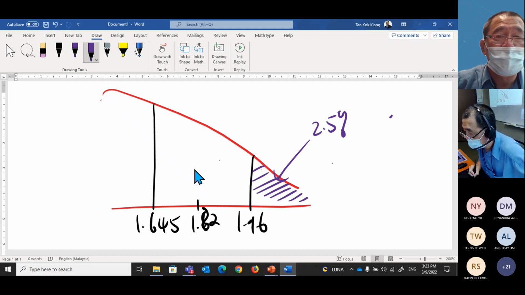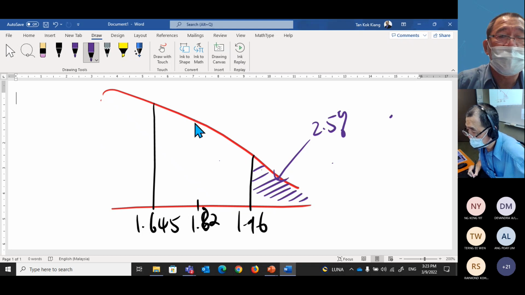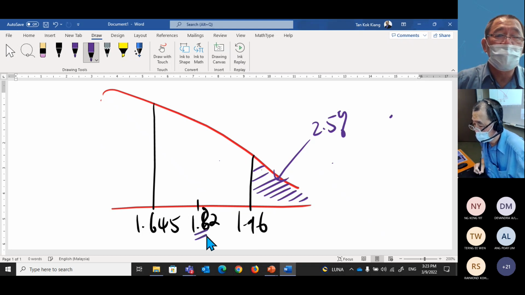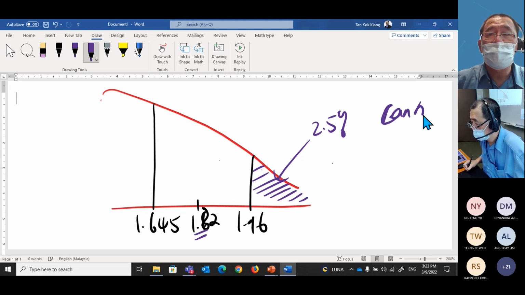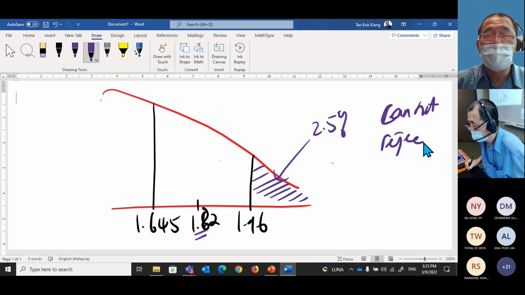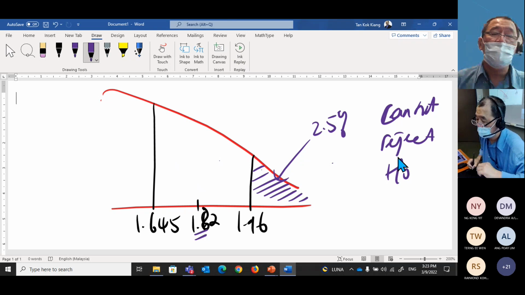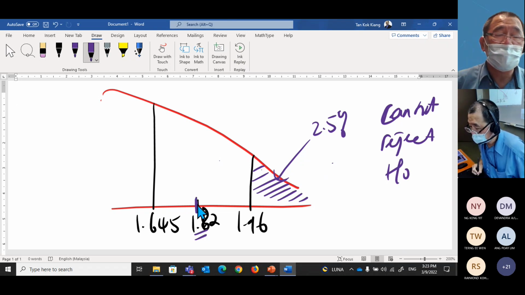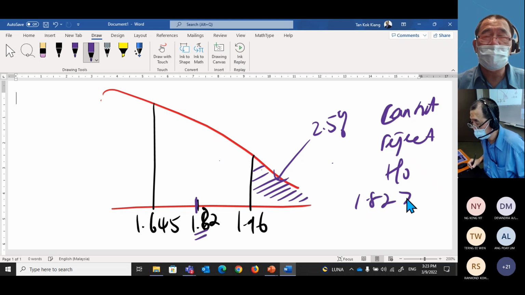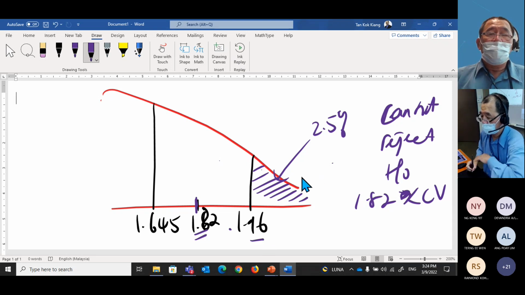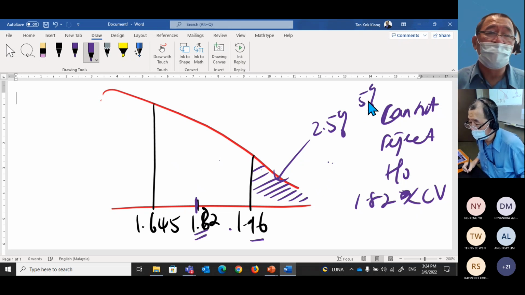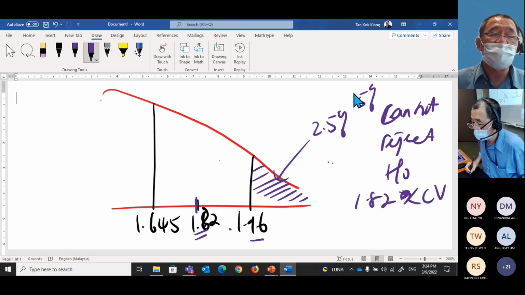Now you see this value 1.82. So the conclusion is that we cannot reject the null hypothesis, because the test statistic 1.82 is smaller than the critical value 1.96. So therefore at 5% level, we cannot reject the null hypothesis. This is the test statistic.